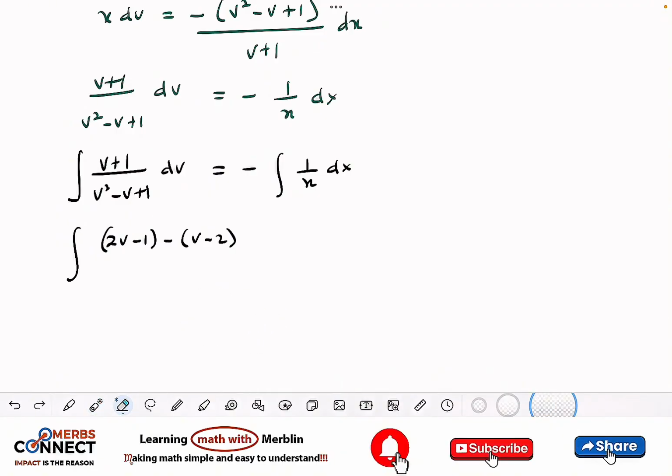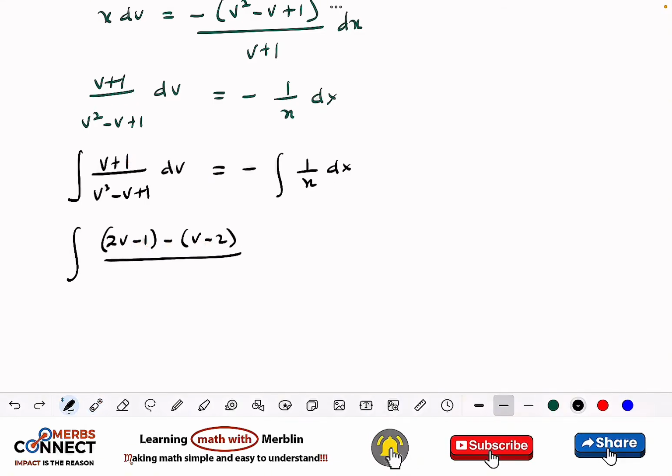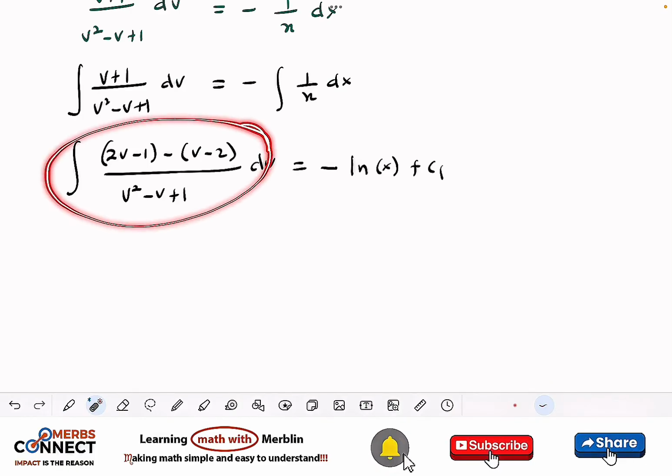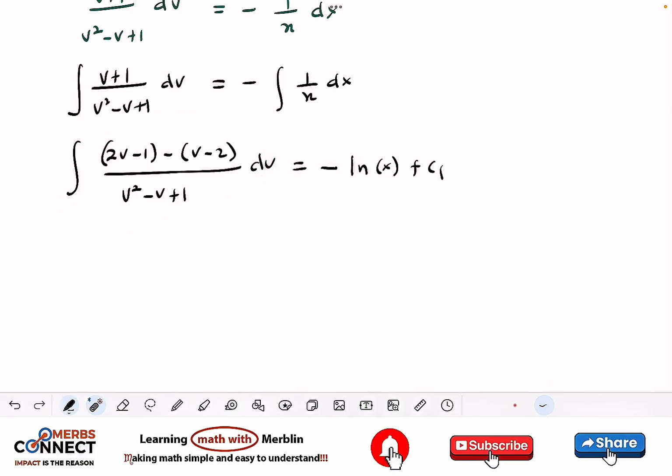So now this is the same as this, because 2Vn minus Vn is Vn, and then minus 1 minus minus will be plus. I'll have something like this, divided by Vn squared minus Vn plus 1 the Vn. And we know that this is basically going to give us the natural log of x plus c1. So the only problem here is now this guy. So that's what we just need to work through.